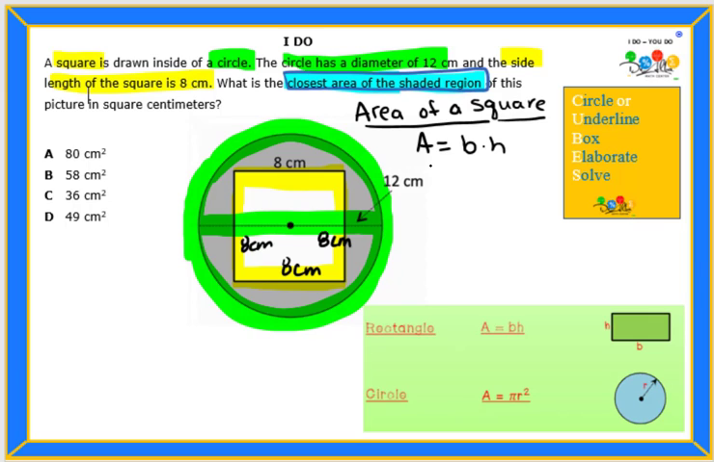So when we need a base and a height, they're going to be the same. The base is 8 and the height is 8. And 8 times 8 is 64. Don't forget our units. We had square centimeters for area.